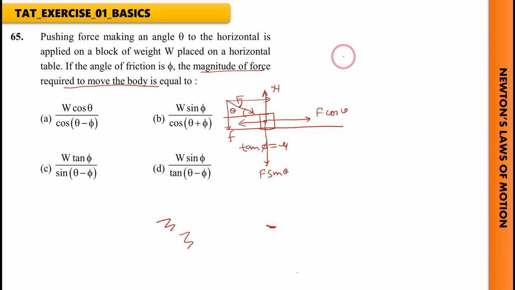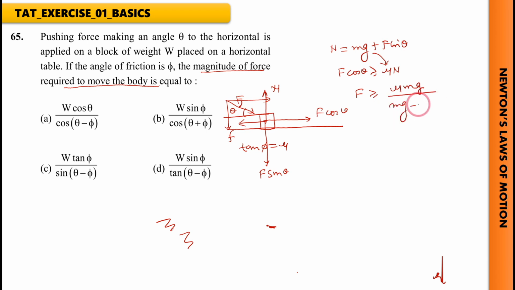Now in order to move, N will be equal to mg plus F sin theta, from the y axis, and to move, F cos theta has to be greater than or equal to friction maximum, that is mu into N. We'll put N over here and then further simplify it, we'll get F greater than or equal to mu mg upon cos theta minus mu sin theta.